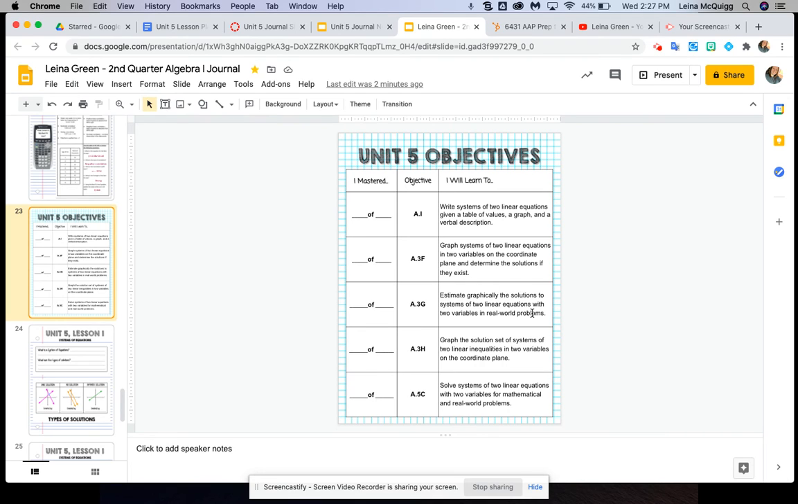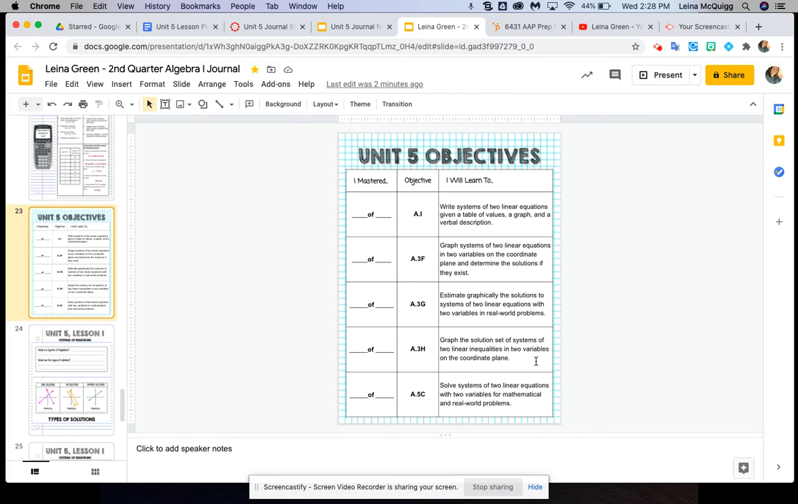We are going to estimate graphically the solution of systems of two linear equations with two variables in real-world problems. So we're going to do real-world problems, which means word problems. Estimate graphically. Estimate means that we're going to guess. We're going to see how close we can get to the solutions. So we're going to look at graphs that don't necessarily show us a solution, but see if we can figure out the solution. So these are kind of like puzzles, okay?